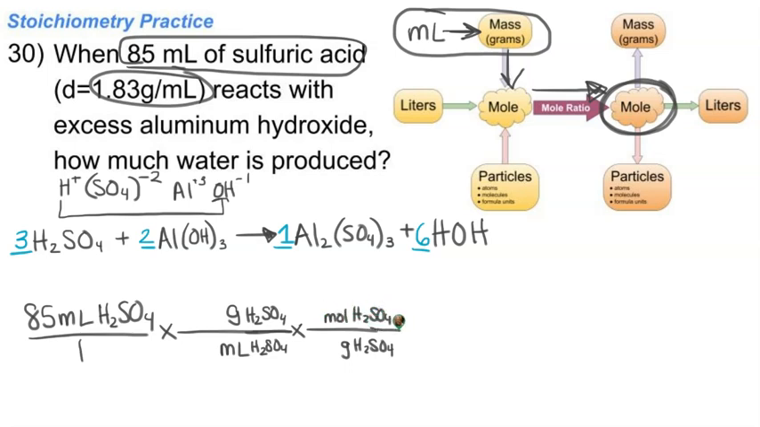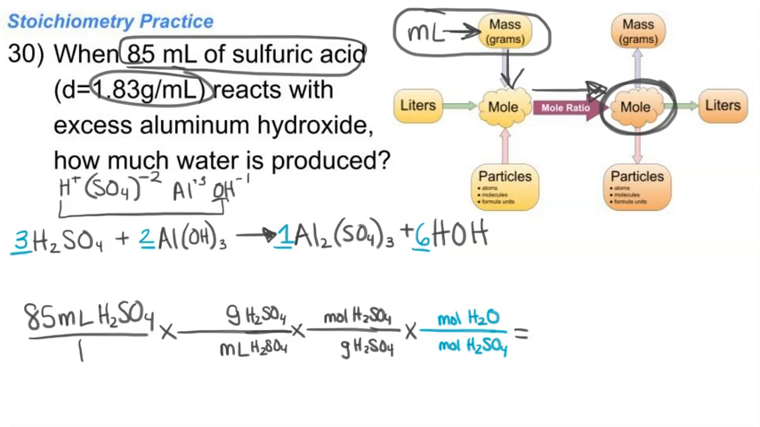There's my second step, and then finally I'm going to end with my mole to mole steps, so moles of H2SO4 to moles of my new substance, and in this problem it's asking me to find the amount of water, so I'll go to moles of water. Okay, so I have all of my units and substances set up. Now I just need to plug in some numbers.